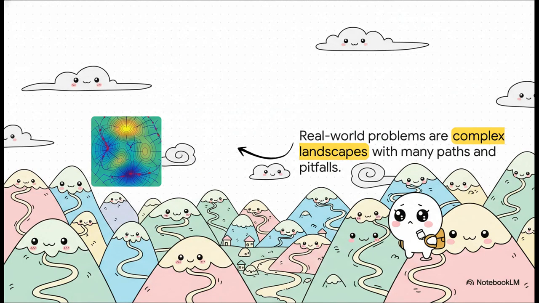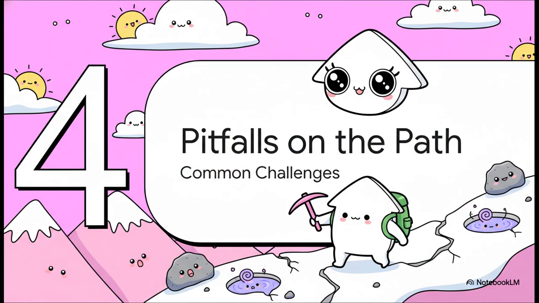Remember that nice, simple bowl we saw at the beginning? Yeah. Well, real-world problems are nothing like that. They're much more like this incredibly complex landscape. There's not just one valley. There are ridges, flat spots called plateaus, and tons of different paths. Suddenly, our foggy mountain hike just got a whole lot more complicated. And trying to navigate a terrain like this means you're going to face some serious challenges. Let's talk about the pitfalls on the path.